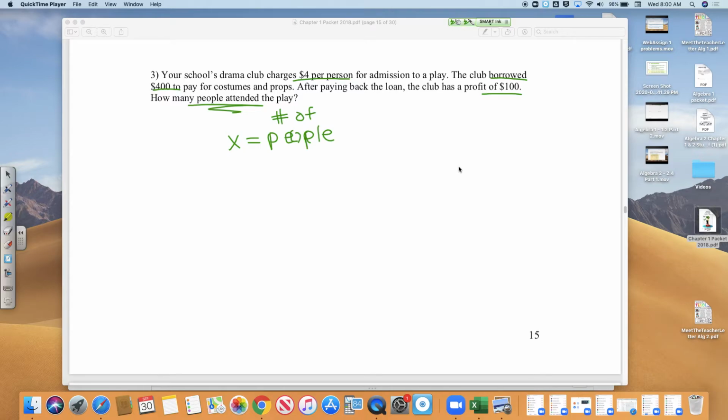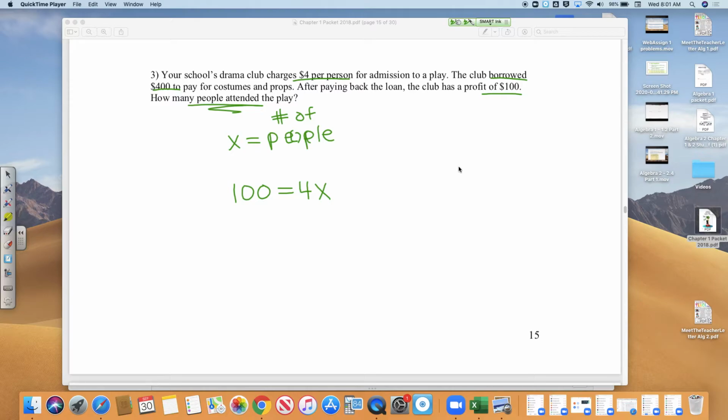So my board's messed up. That should say number of people. All right, so when I'm creating my equation, I know that in the end, they made a profit of $100. So I know my equation is going to be $100 is equal to all of the things they have going on for this problem. So we know here that it's $4 per person for admission to the play. So if it's $4 per person and X represents the number of people, it would be 4 times X since it's $4 per person where X represents number of people.